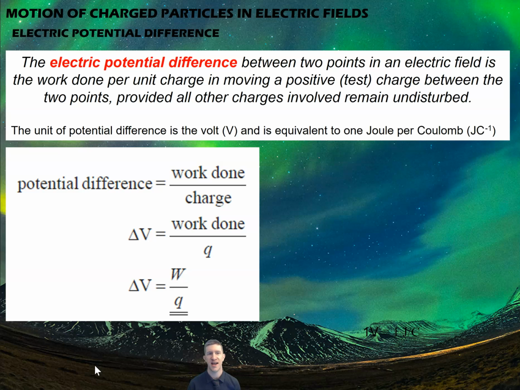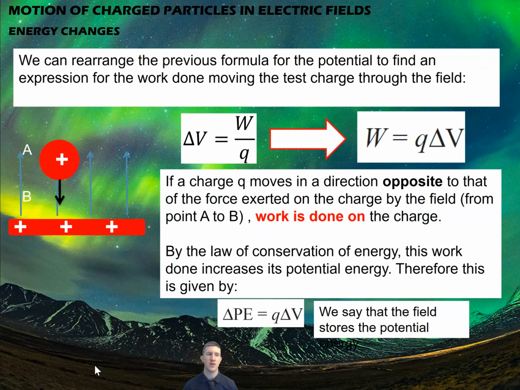So a joule of energy is done to move a charge of a coulomb. The potential difference is work per unit charge, so we can just write that as the work done divided by the charge. If we start with delta V, which is the potential difference, the change in potential, the change in voltage, it's the work done divided by Q. Then I can rearrange that and get an expression for the work done. If the potential is the work divided by the charge, then the work is just the charge times the potential.